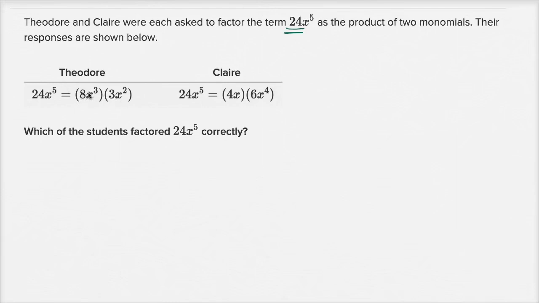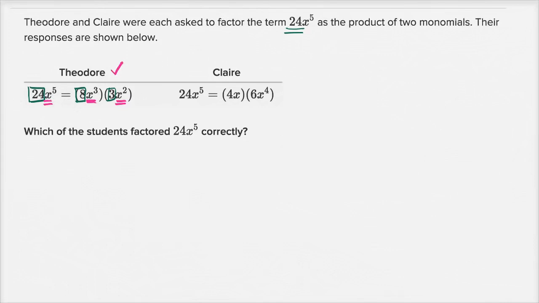Let's see if we multiply these two things, do we get 24x to the fifth? If you multiply 8 times 3, you do indeed get 24. And then all you have to do is multiply the powers of x. You have x to the third times x squared. That indeed does equal x to the fifth. So Theodore did factor it correctly. This is one factorization, I guess you could say, of 24x to the fifth.